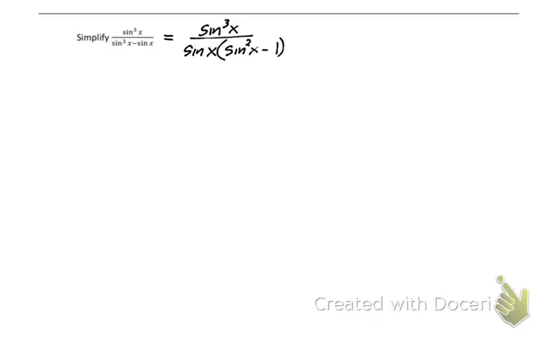Sine squared x minus 1, that's something. That's got to be something. But let's get to that. Yeah? Could you pull a sine all the way into the front? Is that what you're saying? Yeah, you could.